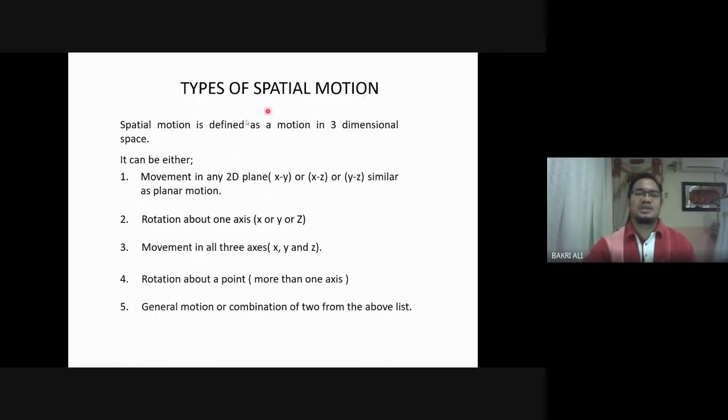The types of spatial motion are similar to the 2D motion, but we just need to break down the movement in 2D and movement in 3D, and rotation about one axis and rotation about more than one axis, and lastly the general motion. So from 2D, you just expand translation into 2D and 3D, rotation into one axis and more than one axis, and then lastly general motion.